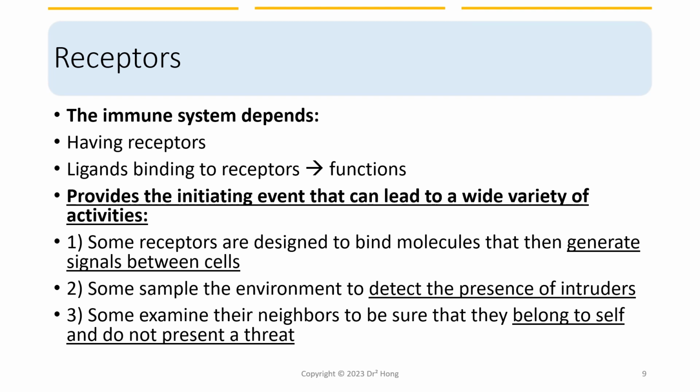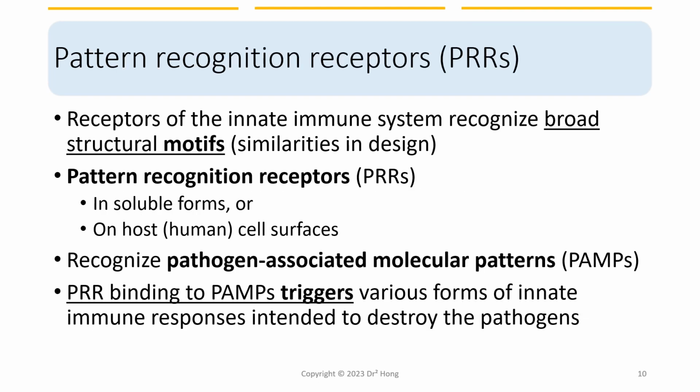Are they a threat or not a threat? In terms of innate immune systems, we have this broad structural motif that can be recognized by receptors that we call pattern recognition receptors, or abbreviated PRRs. Now, there are two types of pattern recognition receptors. A lot of them are on the surface of the cells, and some of them are in soluble forms that can be found in the cytosol of a cell.